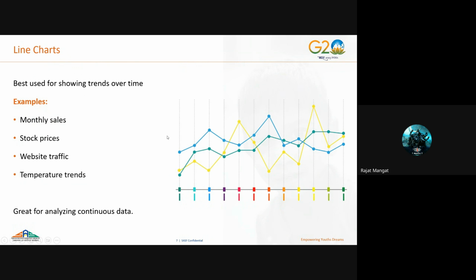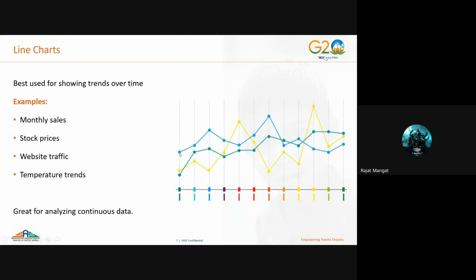Like I was saying right now, at 10 overs this team, for example India, has made this many runs. At 20 overs, this many. So overs are indicating the time frame here. Time frame can be in hours, minutes, overs, or anything that comes over time. So when you want to show trends over time, you should always use a line chart, like monthly sales, stock prices, website traffic, temperature trends.